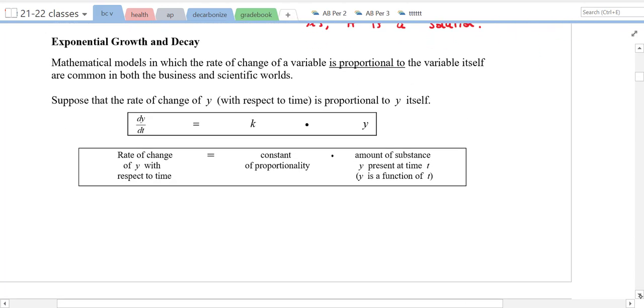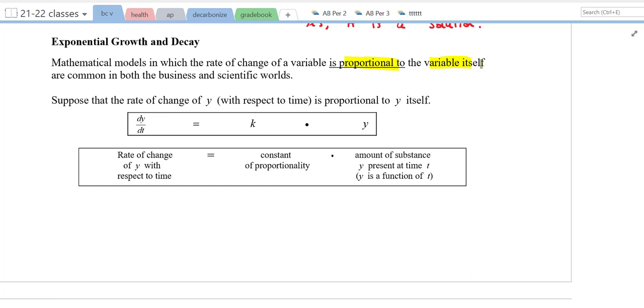All right, topic number 2. So, you've been thinking about the pandemic, perhaps, with COVID. You've been hearing about exponential growth and decay. Here's a chance to actually look at it and where it actually comes from. Mathematical models in which the rate of change of a variable is proportional to the variable itself, so it's like replicating itself, are common in both business and scientific worlds.